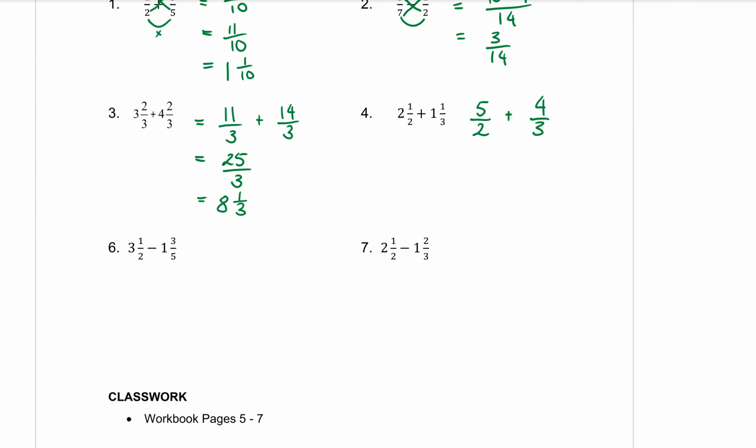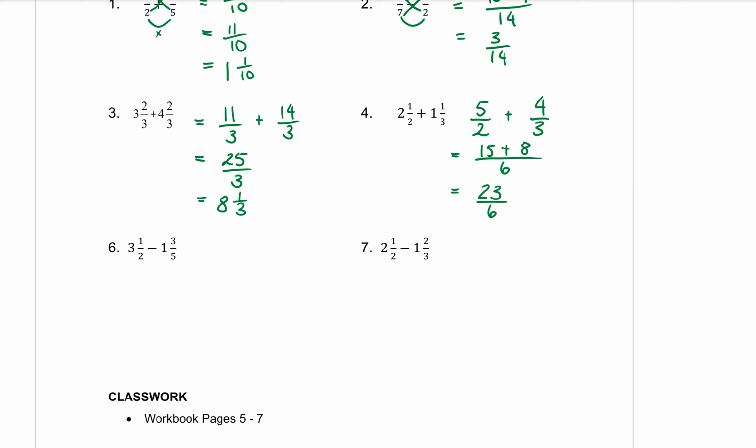Okay, now this one has different denominators. So now I need to do my method where I times those bottom numbers together. So 2 times 3 is 6. Timesing diagonally, 5 times 3 is 15. Plus 4 times 2 is 8. Am I losing anyone? Everyone following what I'm doing? Yeah. Good. Then just add those top numbers together. 15 plus 8 is 23 over 6.